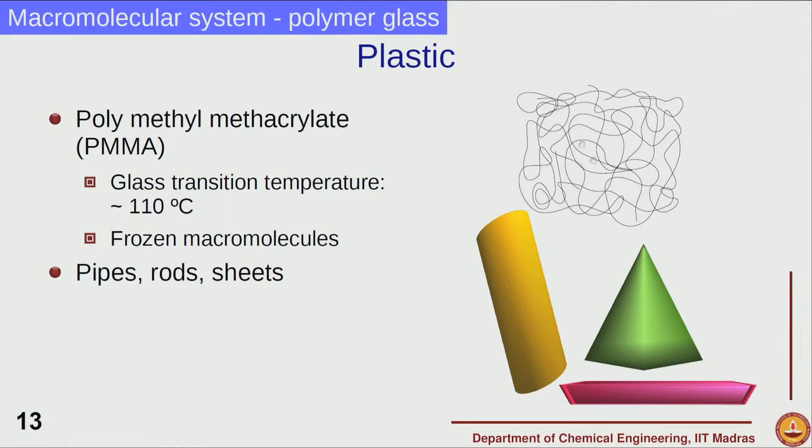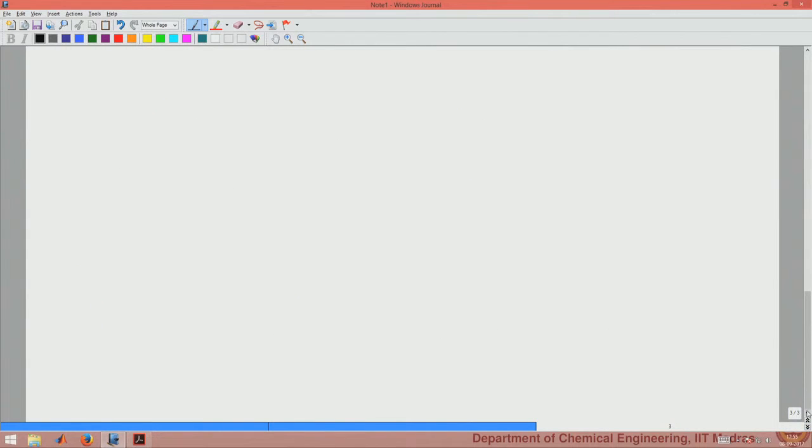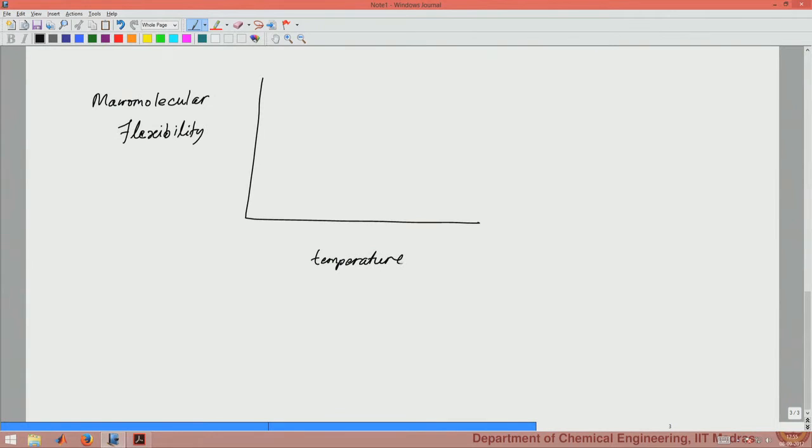If you look at the overall arrangement of molecules, and in this case macromolecules, the arrangement is random, but molecular mobility is practically absent below the glass transition temperature. Therefore, macromolecules are frozen. So, in fact, when we look at the macromolecular flexibility as a function of temperature, we have several distinguishing features.